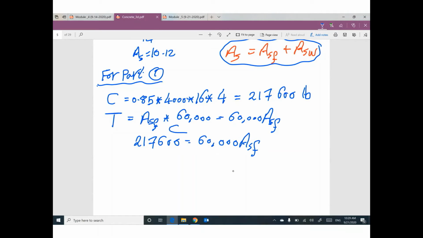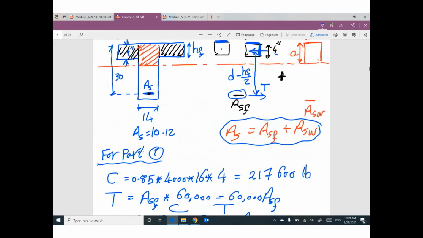So I can figure out the first part of area steel, which will be 3.62 inches squared. This part of area steel equals 3.62 inches squared.